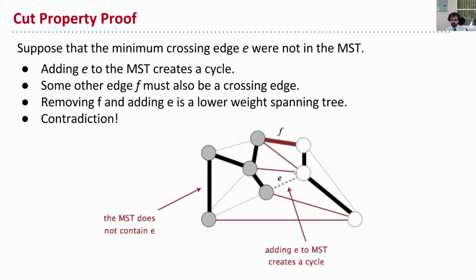What we've shown is that if we have a minimum spanning tree that doesn't include the lowest weight crossing edge, then we could remove some edge and replace it with this minimum weight crossing edge and get a better minimum spanning tree, which means the original thing we had was not a minimum spanning tree.